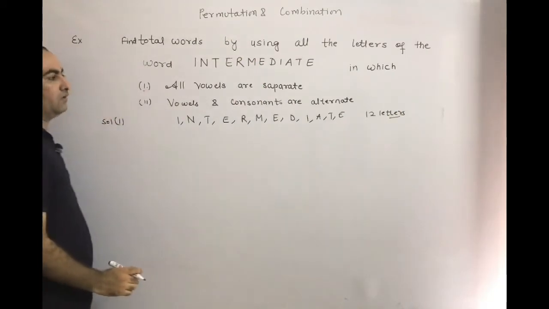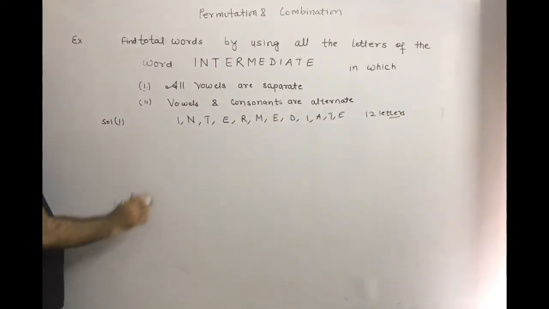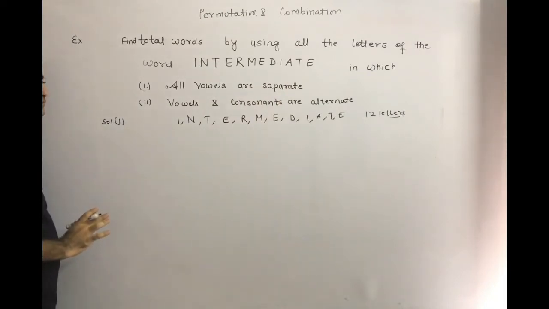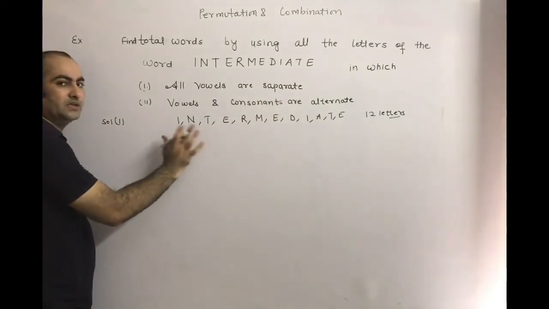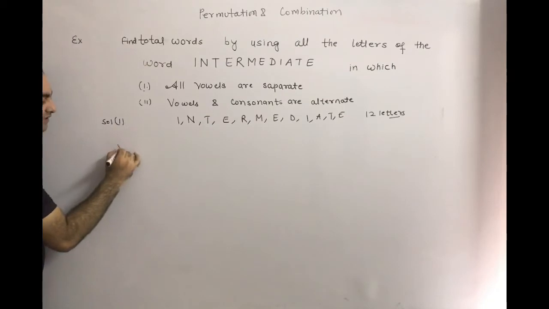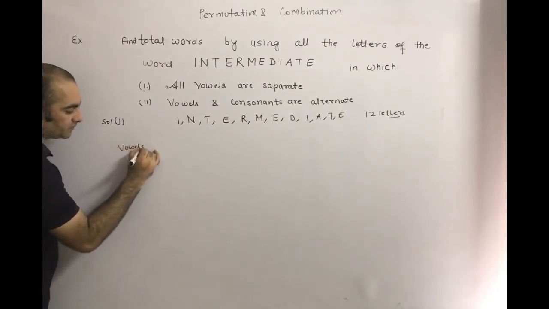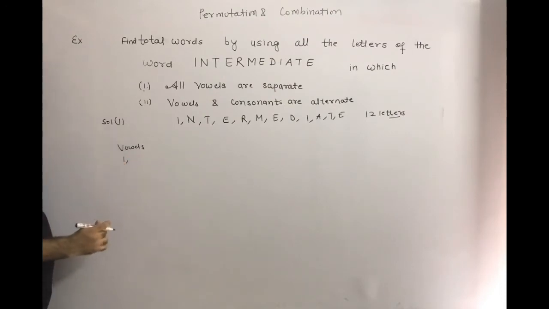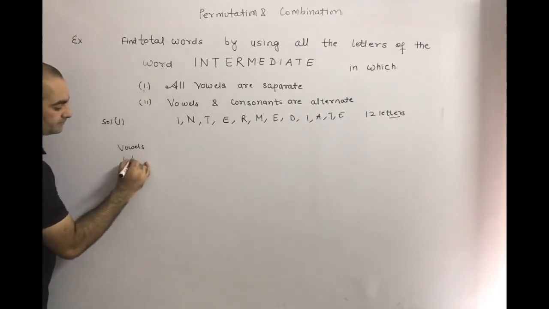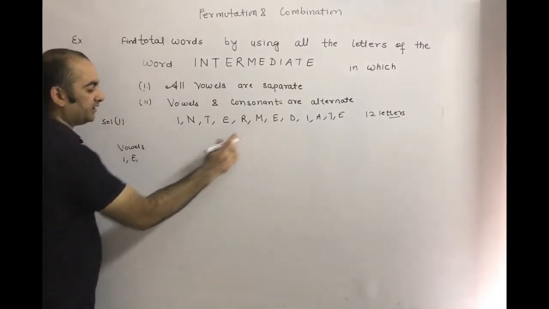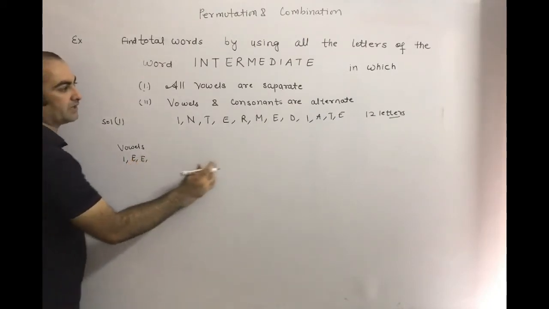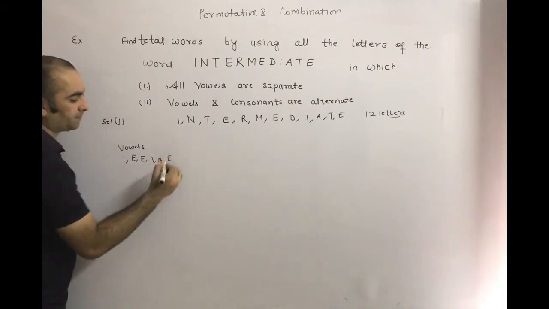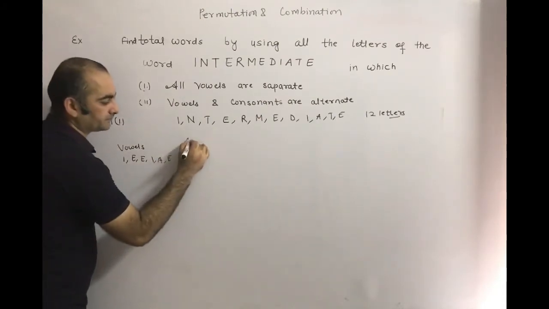Now according to the first problem, we want all vowels to be separate. For that, first we have to find the vowels and consonants. So first we are finding the vowels. In this word the vowels are I, E, then again E, then I, then A, then E, and the consonants.